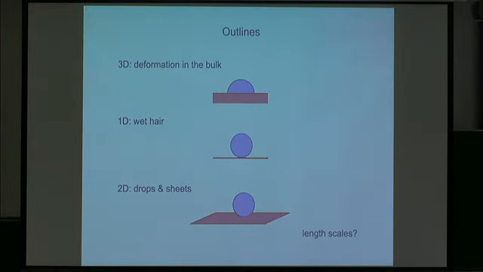I will first start with 3D, and how a droplet, or more generally surface tension, can deform an object in 3D. Then I will move to 1D. That will be the problem of wet hair: when you have a rod, how can a droplet, or surface tension, deform a rod. And then I will move to 2D, how a droplet can deform a sheet. In these 3 cases, I will go quickly, and basically the point will be to define length scales, in which length scales surface tension is able to deform a solid body, depending on these 3 dimensions.